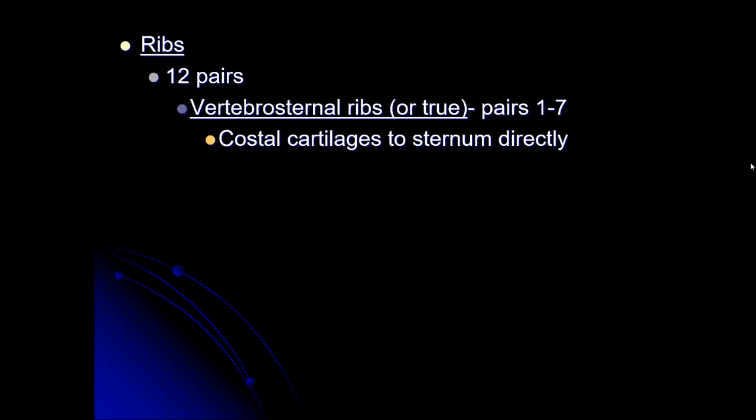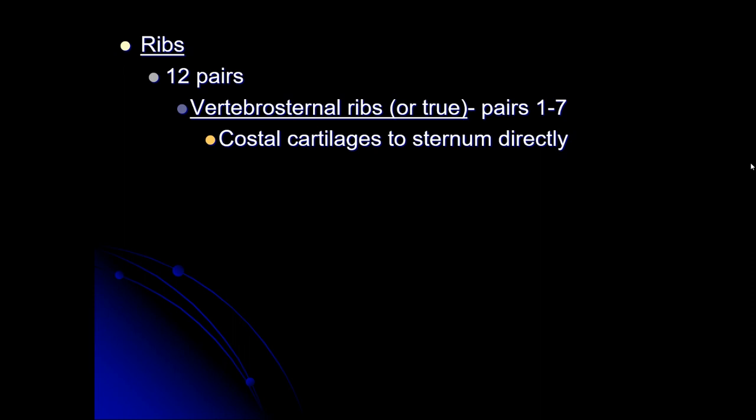Well, let's look at these ribs. Again, there are 12 pairs. They're different from each other, though, because of their attachment to the sternum. The first 7 are called vertebrosternal. Sometimes they're called true ribs. But they're called vertebrosternal because they go from the vertebrae in the spine all the way around, and they attach directly to the sternum.